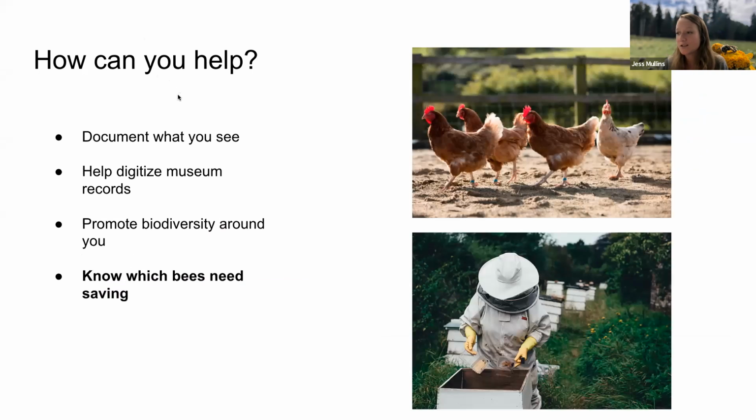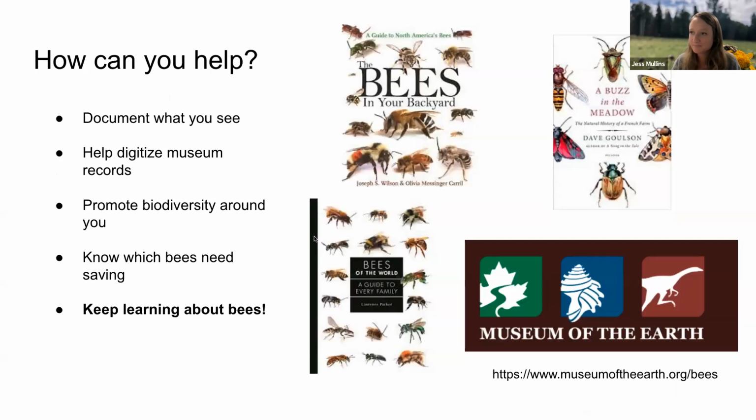Another way to help is to know which bees need saving. There's been a push to put hives on roofs in cities, honeybee hives, and those bees are not in decline, and that's not biodiversity saving. That's introducing a competitor for food of native bees. So getting a beehive to save the bees is the same thing as getting a chicken coop to save the birds. You're better off planting plants to save native bees.